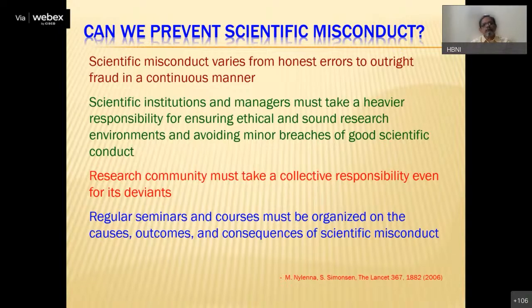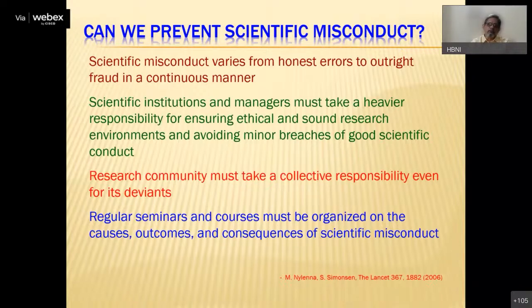So, the scientific institutions and the science managers must take a heavier responsibility for ensuring ethical research environments as well as research practices, and thereby avoid minor breaches of good scientific conduct. Then the research community itself must take a collective responsibility even for its deviants, that is, people who deviate from correct scientific conduct.